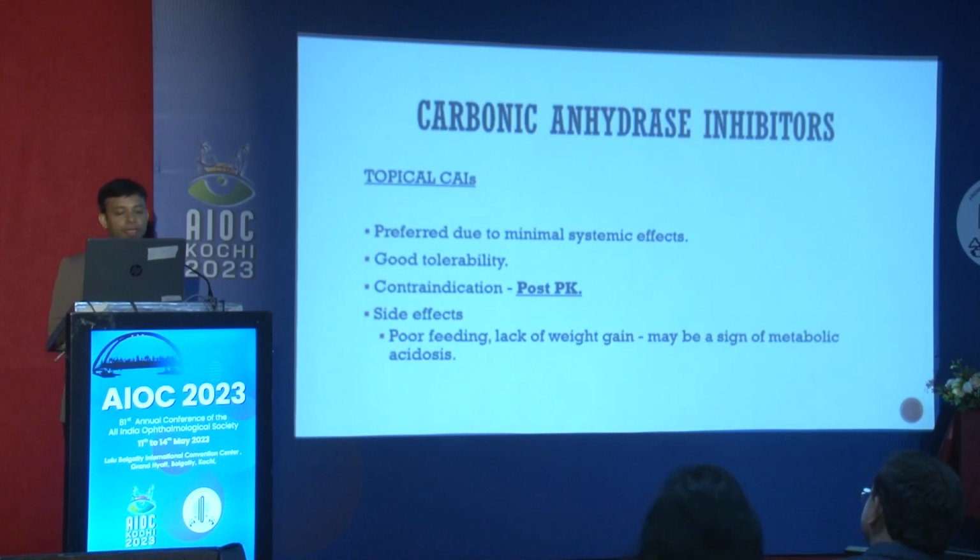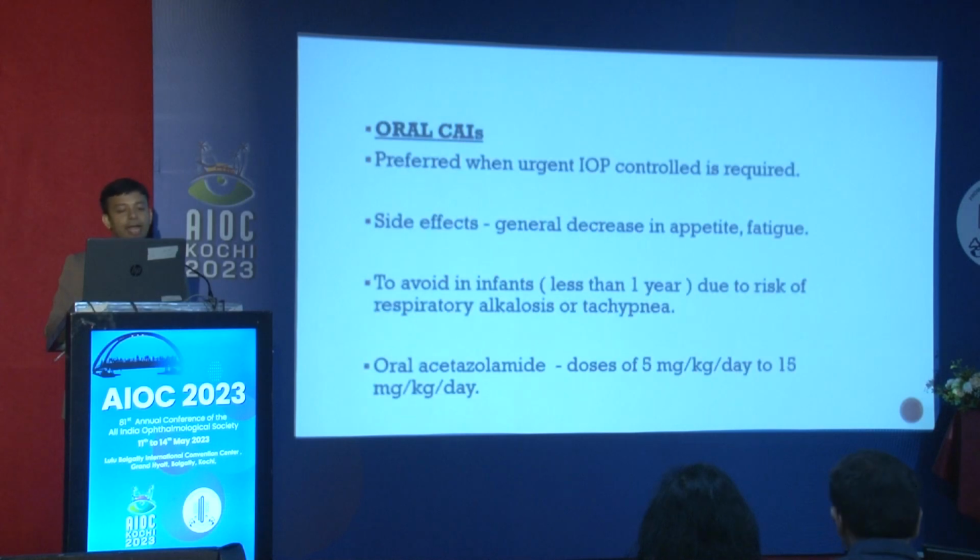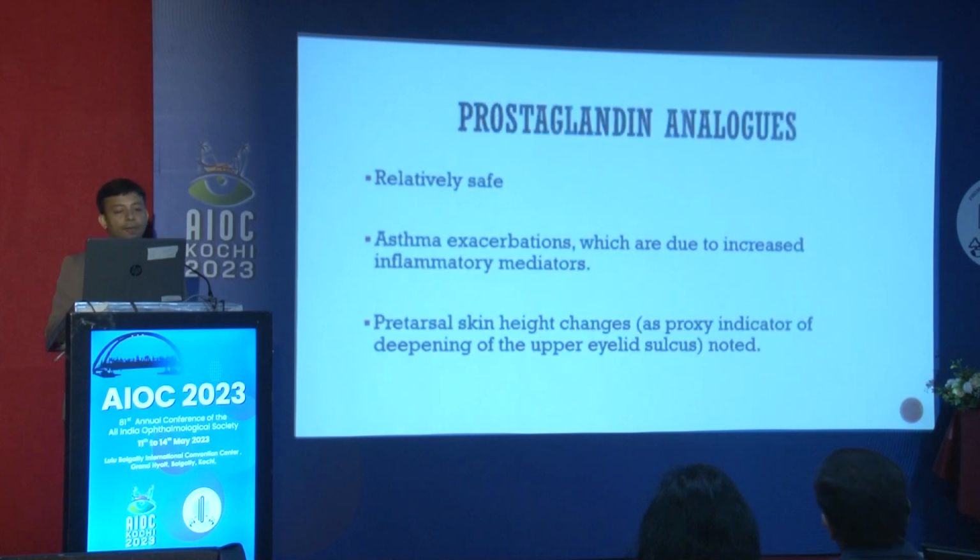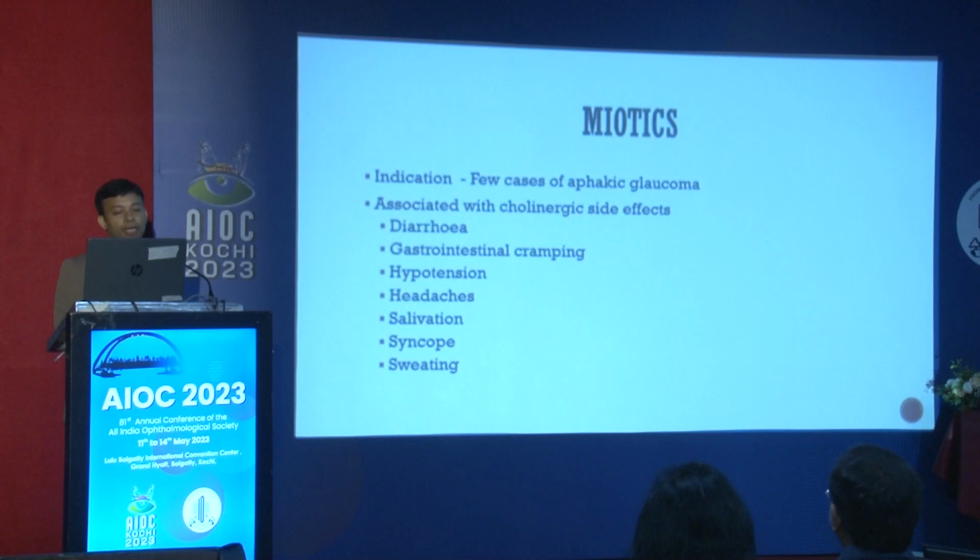It has good tolerability, but it is contraindicated in post-PK patients. And oral CAIs in children have side effects; they can cause respiratory alkalosis or tachypnea. PG analogs are relatively safe, but asthma exacerbation can occur with increased inflammatory mediators. And there can be PAP changes, like periorbital atrophic periorbitopathy can happen.